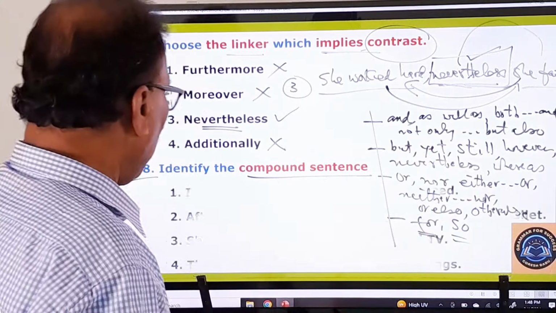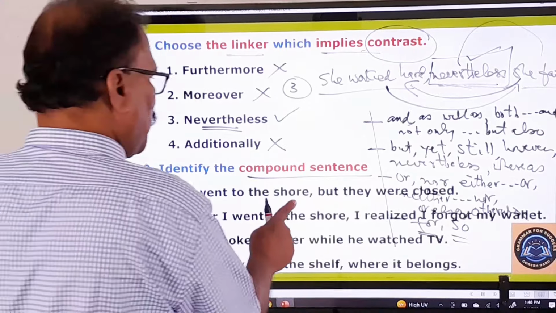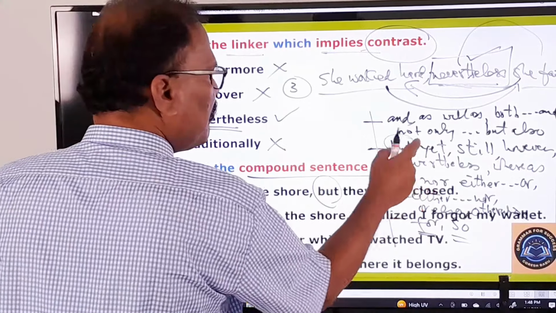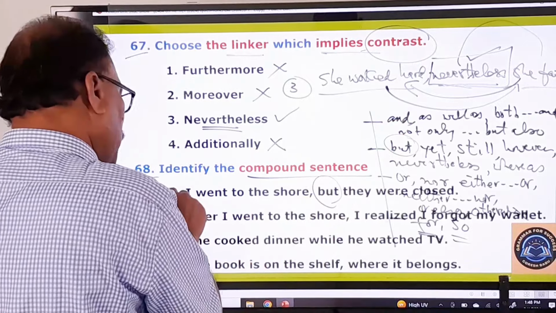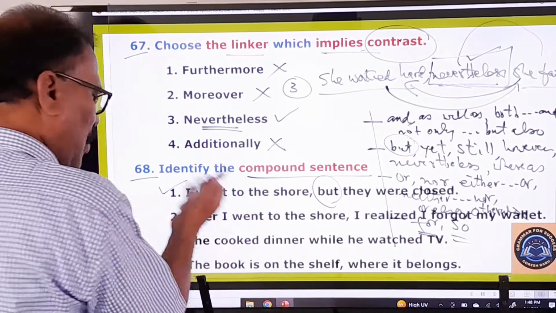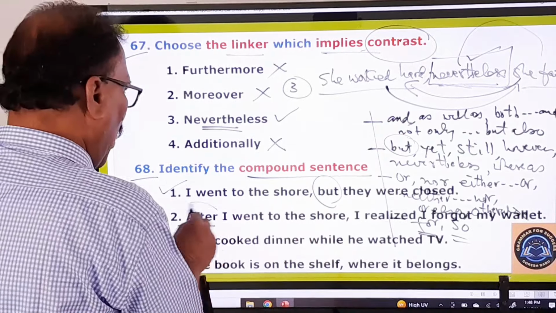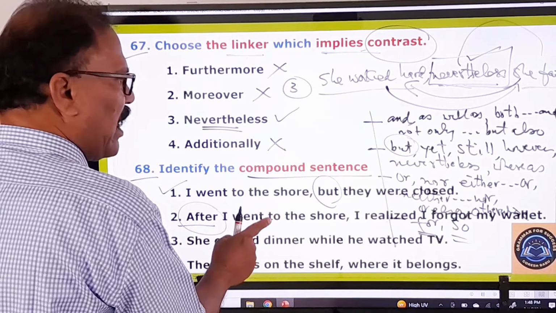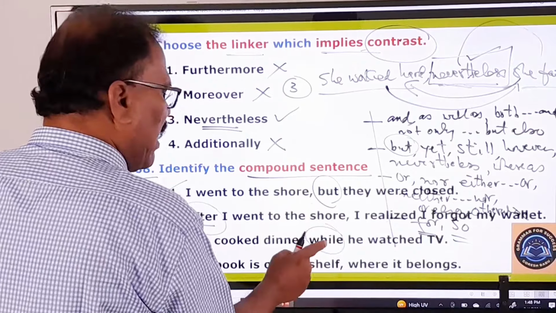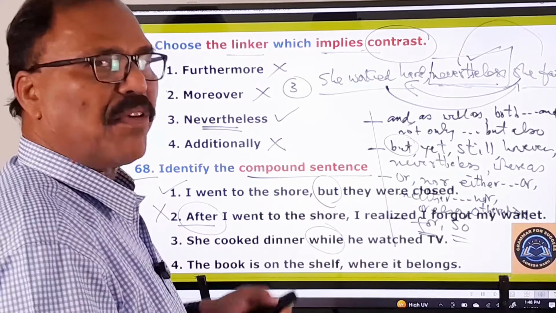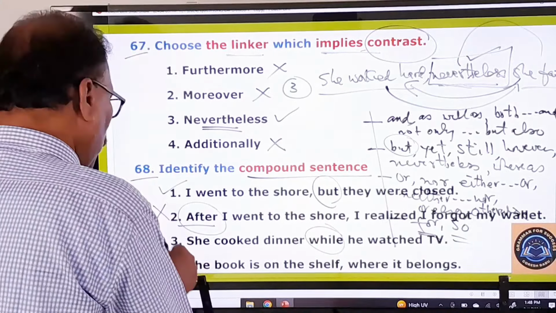Come on, let us look at the options given now. I went to the shore, but. So outright you can say this is the compound sentence, that's all. And here you go to other sentences. After is a subordinating conjunction that forms a complex sentence. Therefore, this is not the right one. She cooked dinner while. While is a subordinating conjunction. It forms a complex sentence. Therefore, this is also not the correct one.